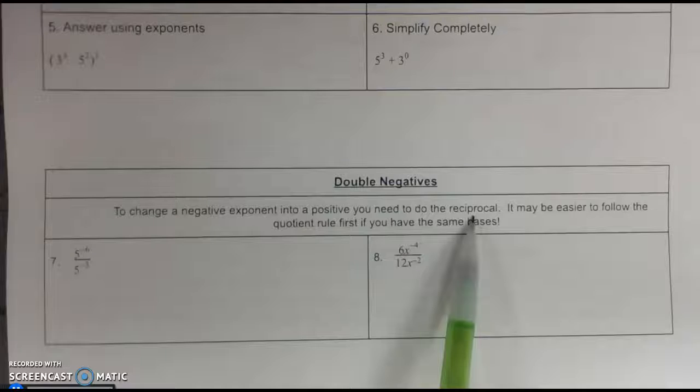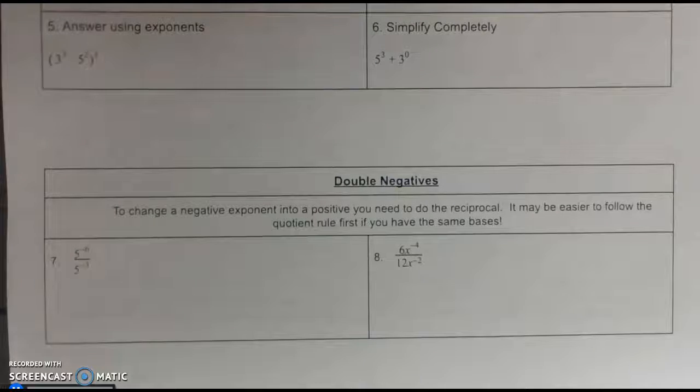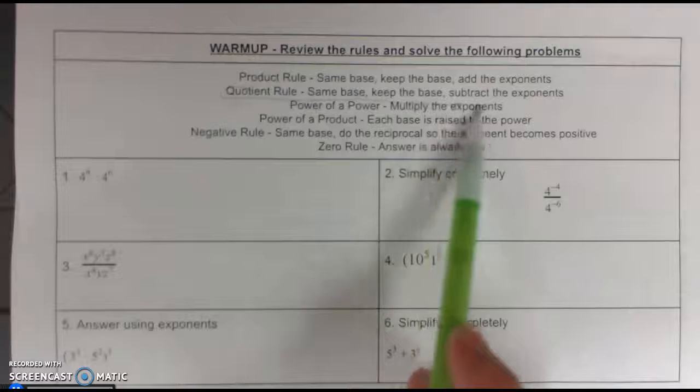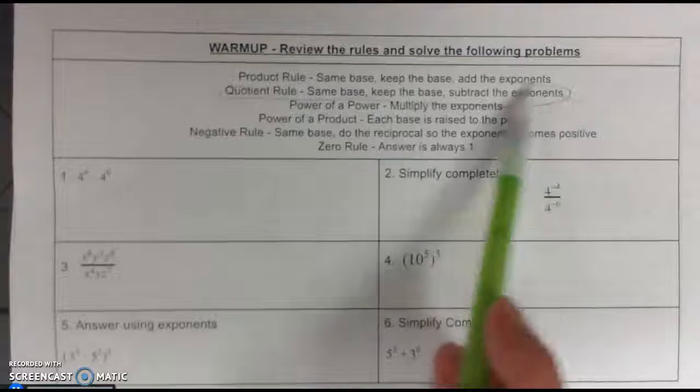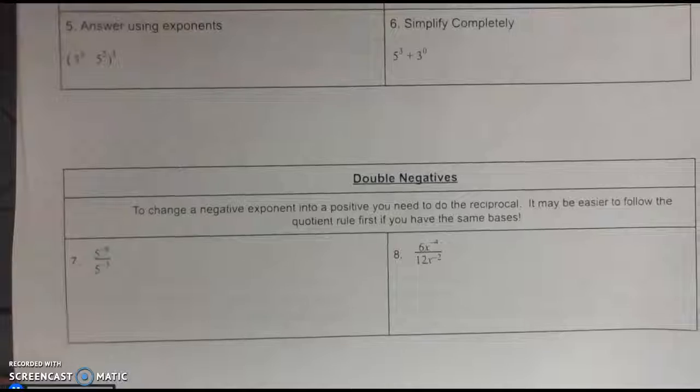It may be easier if you follow the quotient rule first if you have the same bases. So, the quotient rule, if you look at the top of your packet where the warm-up was, the quotient rule is right here. It says same base, keep the base, and subtract the exponents. So that's what we're going to do. I'm going to move back down here.